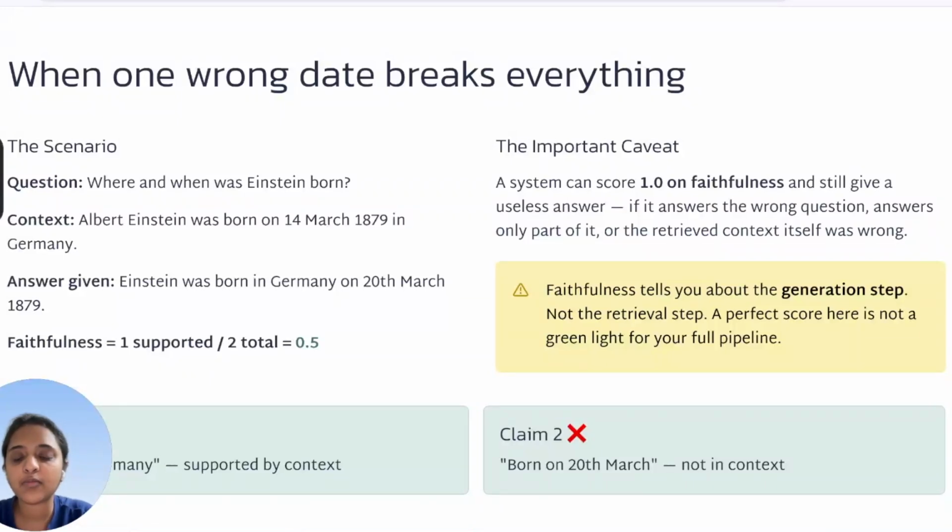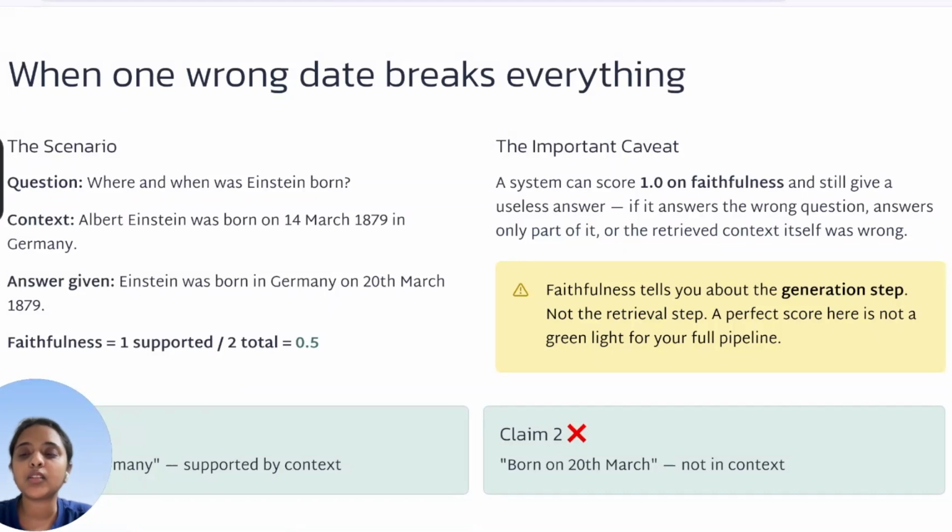One is the place of birth, Germany, that is correct. That's supported by the context. And then 28th March 1879, that's a wrong claim because the answer was supposed to be 14th of March. So here we only have one claim that is supported out of the two claims that were made. So the faithfulness is 0.5. So it only talks about the generation.